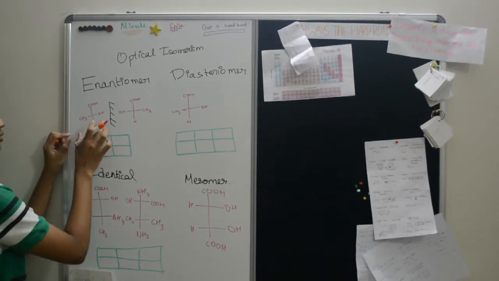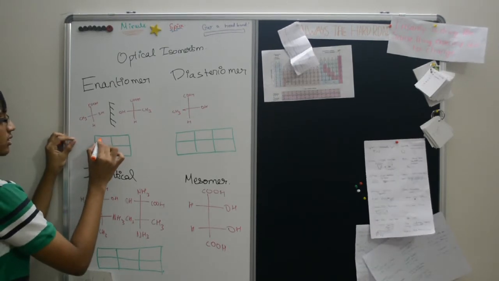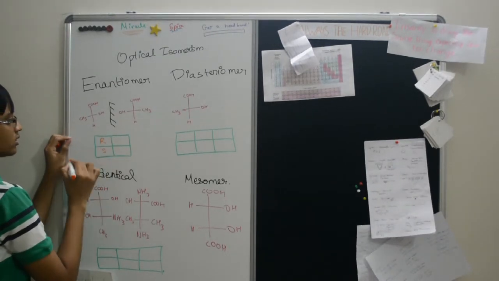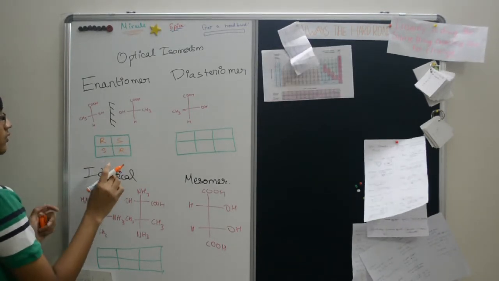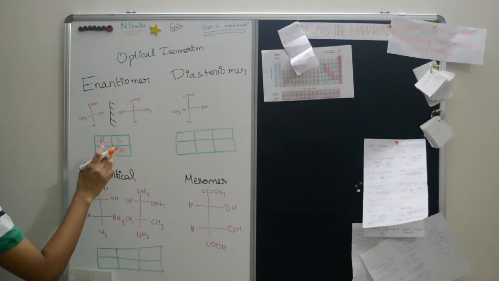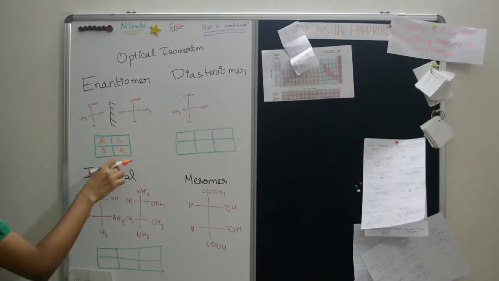If they are like a two compound system like this, and for example they are R and S, then the enantiomer of R and S would be S and R, which are basically the mirror images. As if you put a mirror, R will become S and S will become R.